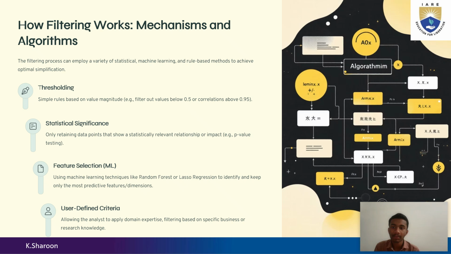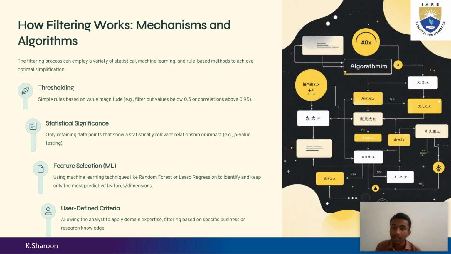How filtering works: mechanism and algorithms. Here we can see the steps: thresholding, statistical significance, feature selection with ML, and user defined criteria. So let us look deeply here. The filtering process can employ a variety of statistical, machine learning, and rule-based methods to achieve optimal simplification. Thresholding: how it works is a simple rule based on value magnitude. Example, filter out values below 0.5 or correlations above 0.95.